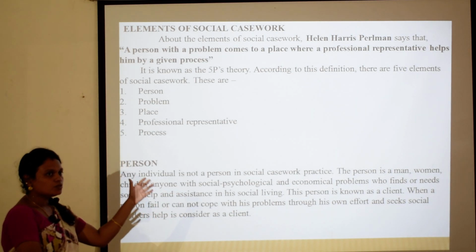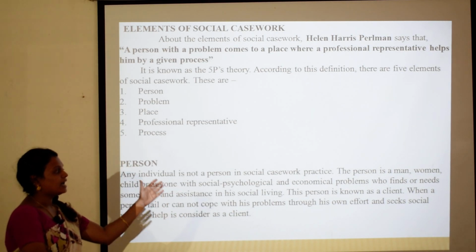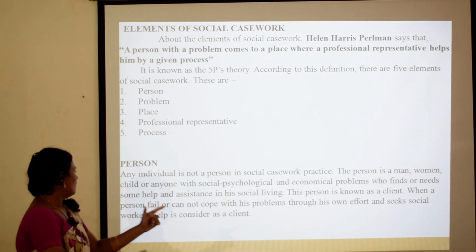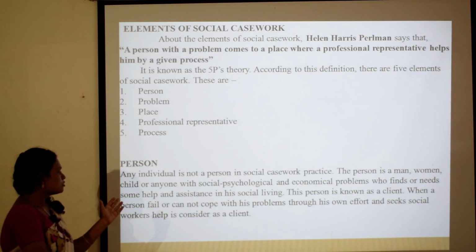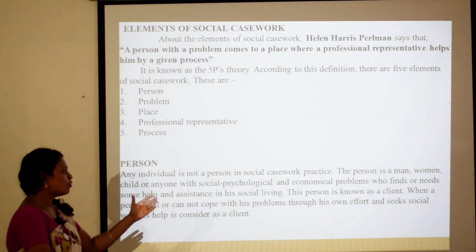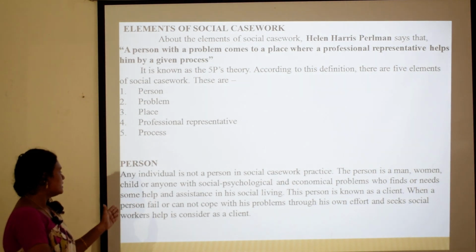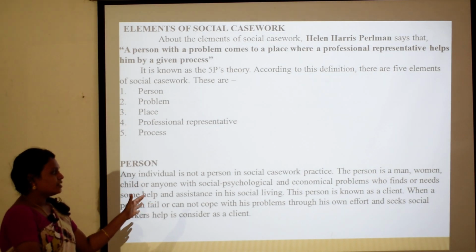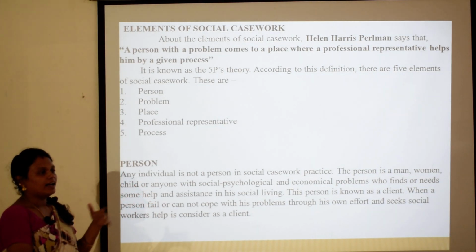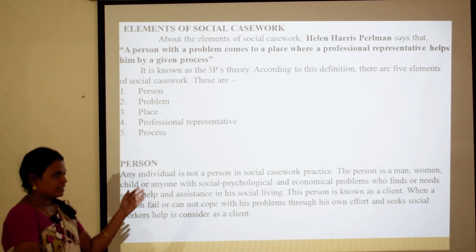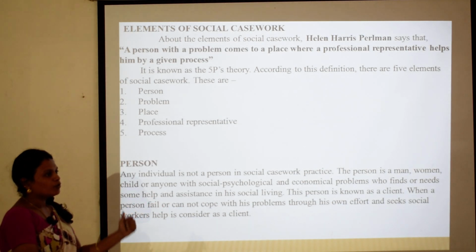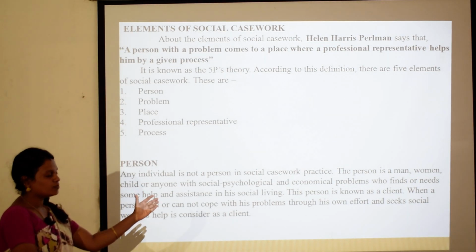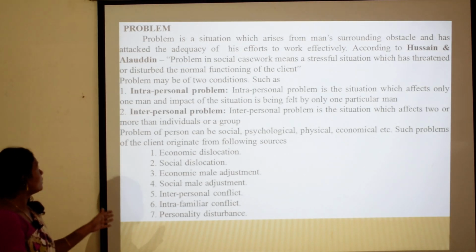So the person who comes to a professional representative with problems is considered a client. When a person fails or cannot cope with his problems through his own effort and seeks a social worker's help, he is considered a client. So the client cannot solve the problems by himself. So he will come to a professional social worker and seek help. So that is a social caseworker and a client. So this is known as a person.